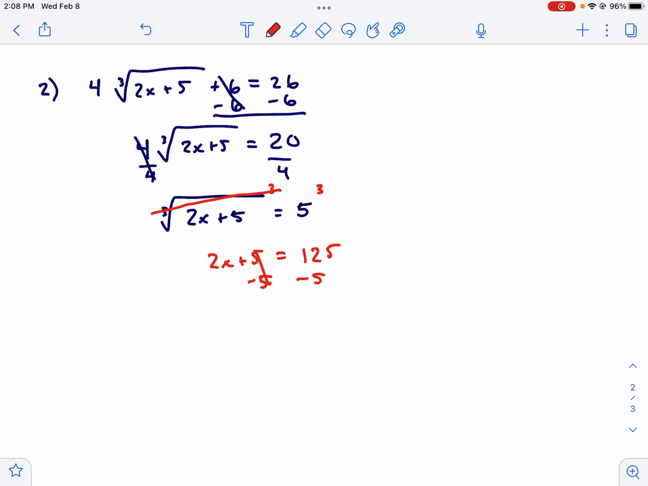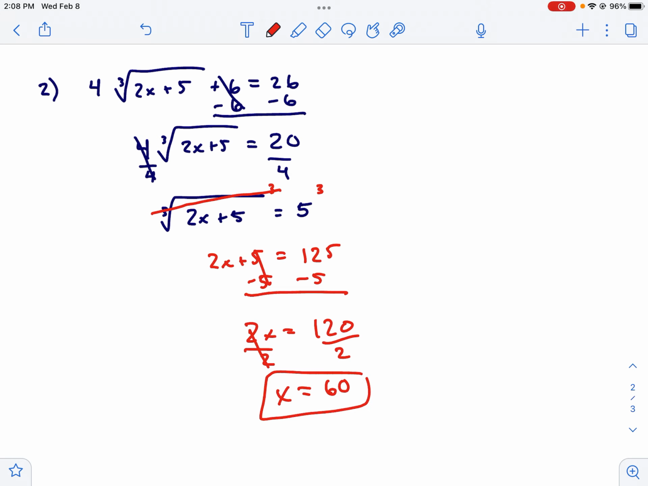Step 3 is now to just solve for x. So that's what we're going to do now. 2x equals 120. Divide by 2. x equals 60. Now, because this is an odd root, we don't have to check the solution here because odd roots don't have restricting domains. You can have positive numbers and negative numbers in the radical. So we don't technically have to check our answer because it is a cube root.